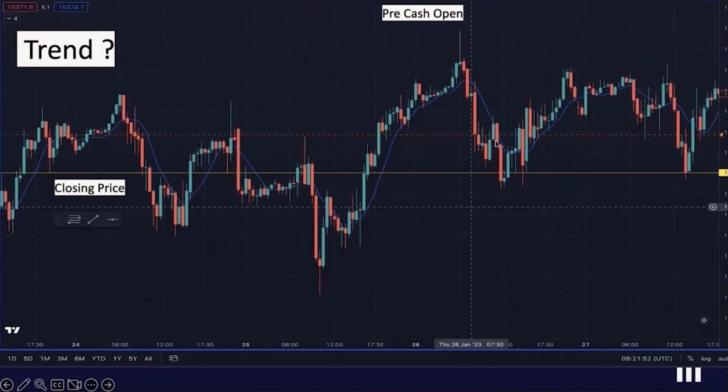Now, it's a chart of the DAX, and what we can see here is that this line here, it's a half-hour chart of the DAX, by the way, and this line here is just pre the market open. The yellow line is the closing gap. And what do you think the market's doing here? Do you think it's trending up, or is it trending down? Not a trick question, that one. Trending up or trending down? What do you think?